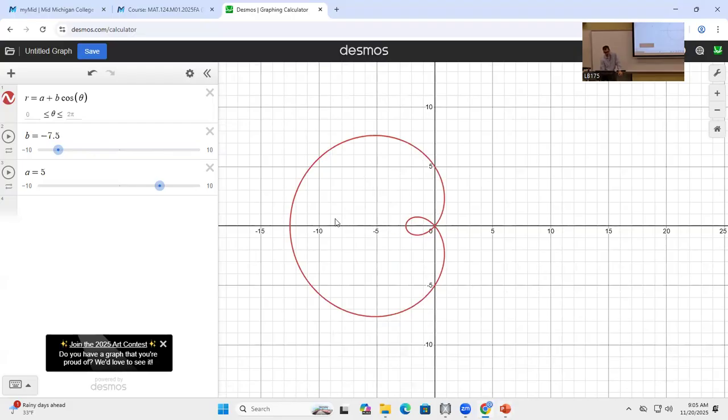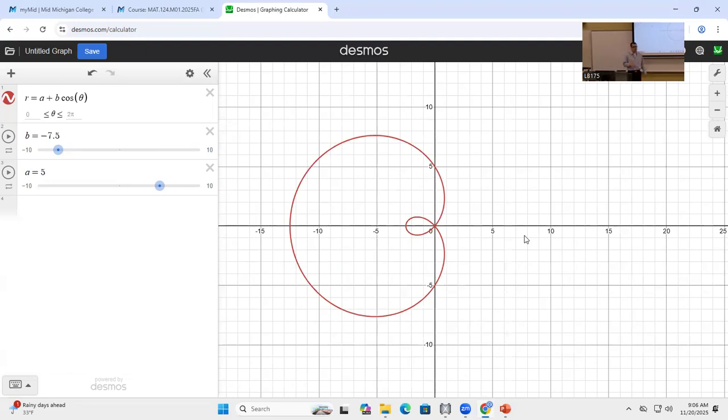Obviously, here we have cosine, so we're oriented along the x-axis. If I change the cosine to sine, then I'm oriented along the y-axis. All right. And remember, last time we said when we're graphing a polar, a lot of times the x-axis is called the polar axis. The y-axis is called the line theta equals pi over 2.